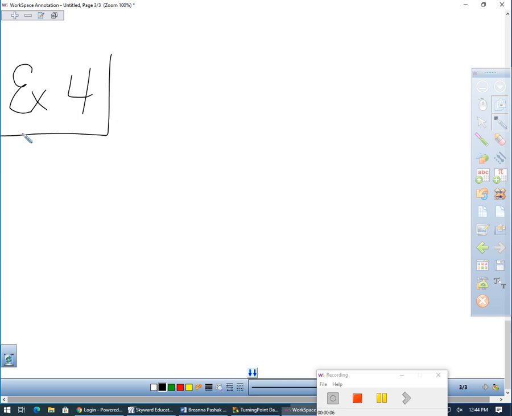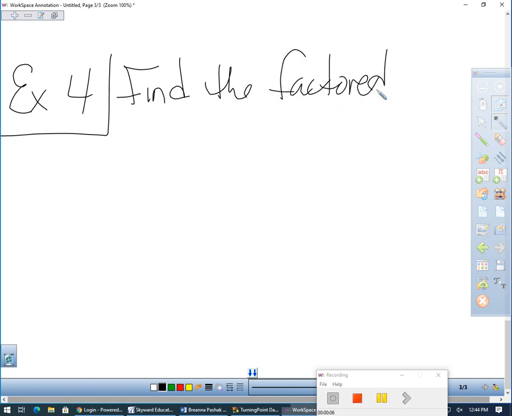Find the factored form. All right, and you're going to be given this.